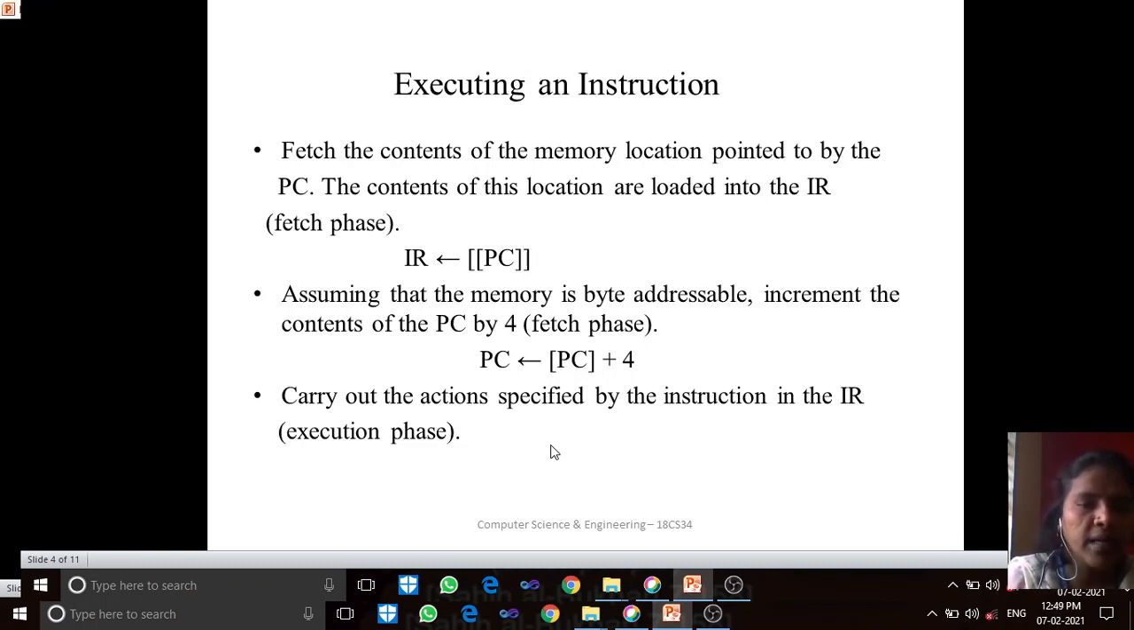Assuming that the memory is byte addressable, it increments the contents of the PC by 4, so that PC becomes PC plus 4 in order to get the next instruction to be executed. Then it carries out the action specified by the instruction in the IR. If the instruction is move, it performs the move from one operand to another. If the instruction is add, it will perform the addition operation. Depending on the instruction, it carries out the action, which is the execution phase.